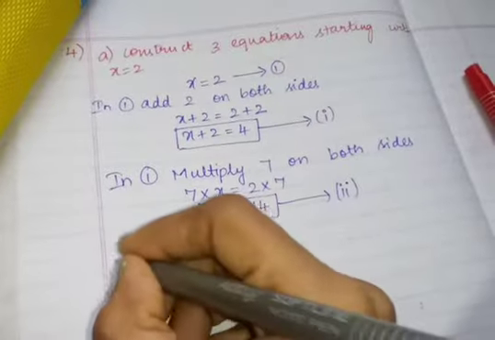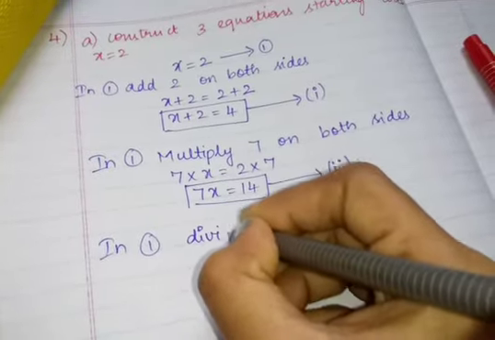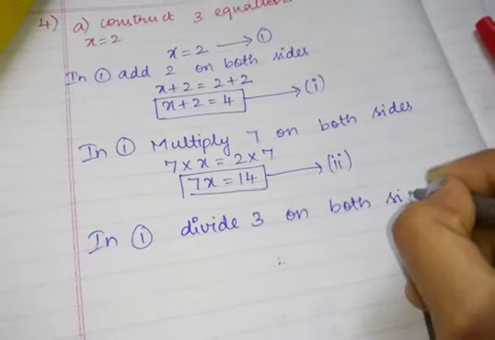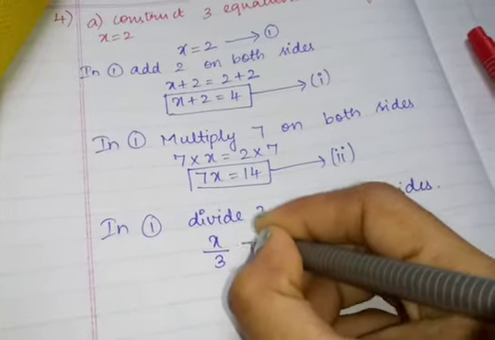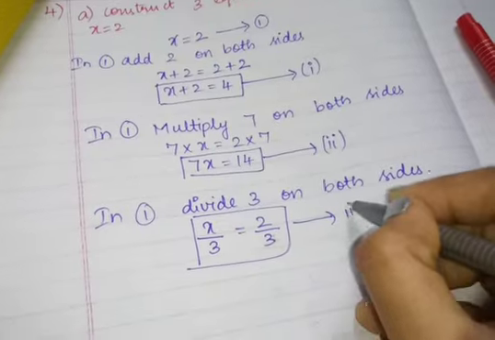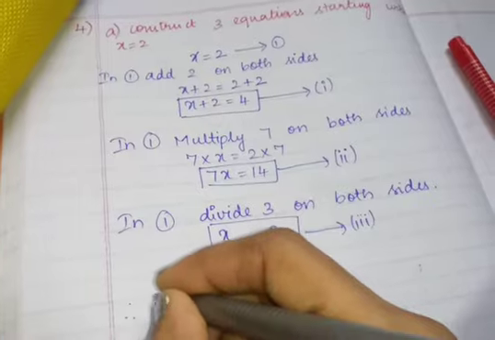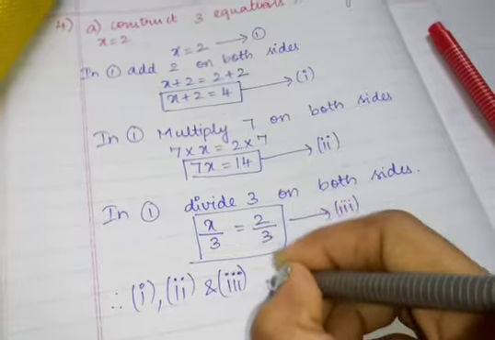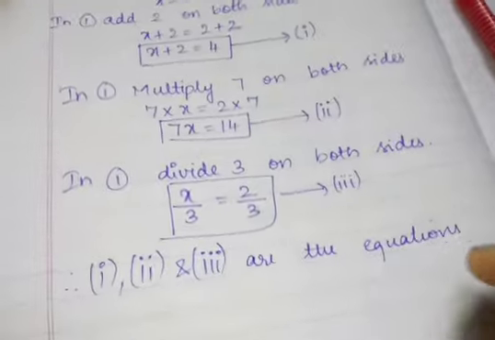Okay, next. In the first subdivision, first equation, divide 3 on both sides. In the first equation, what I am doing? Divide 3 on both sides. So x divided by 3 equal to 2 by 3. And this is also one of the equations. So totally how many equations we have found? 1, 2, 3. Therefore 1, 2 and 3 are the equations.